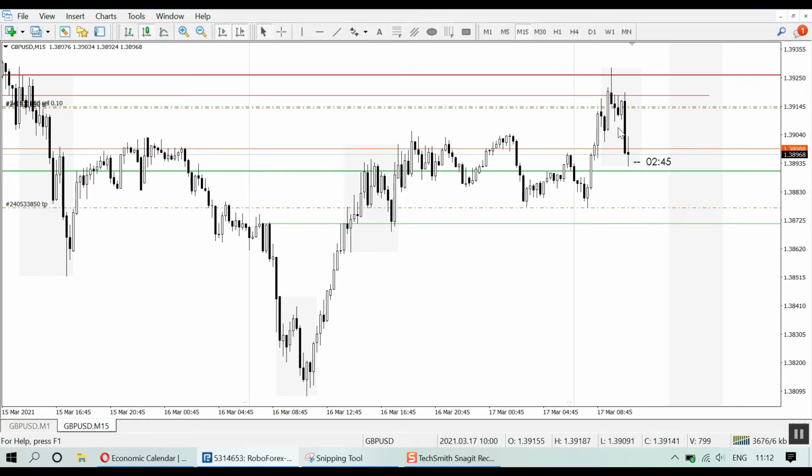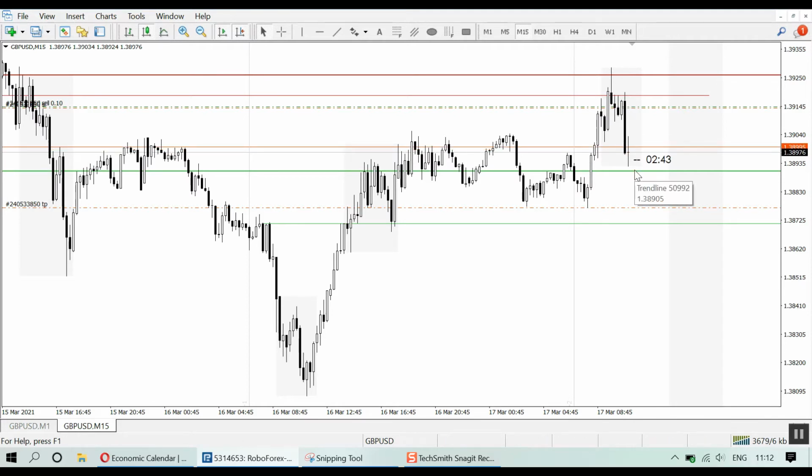and then the market just dropped in a single candle for about 20 pips. Now, before this drop, I actually managed to take a trade, and I'm going to show you exactly how and why I took this trade.